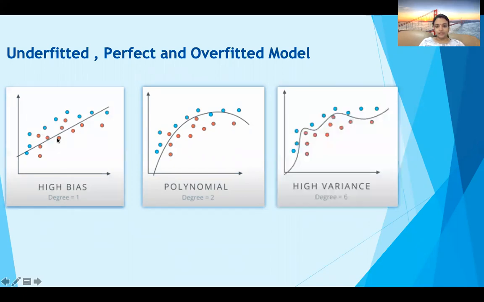And next is the high variance or overfit model. It is a polynomial of degree 6. It fits the training data perfectly, but it won't generalize well on the testing set. So we will study the linear model, the quadratic model, and the polynomial model of degree 6.